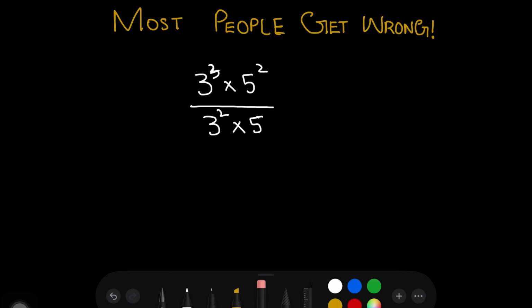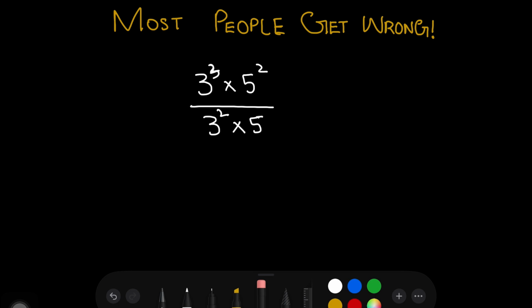2 divided by 3 power 2, multiply 5. So how to solve this? You can see here in the numerator 3 and in the denominator 3. Here you can also see in the numerator 5 and in the denominator 5. So the bases are the same.